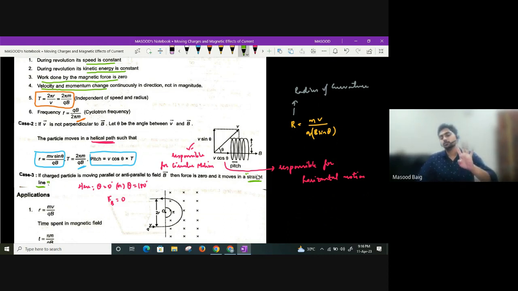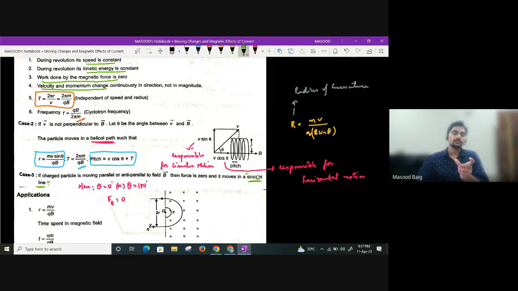So four cases in motion of a charged particle: when velocity is parallel to magnetic field, no magnetic force. When velocity is anti-parallel to magnetic field, again no magnetic force. However, if velocity is not perpendicular to magnetic field, it is at a certain angle theta, then what will you write? Radius of circular path will be mv sin theta by qB, right? Radius of helical path or radius of curvature will be mv divided by qB sin theta. Time period will neither depend on speed nor on distance. It will be written as 2 pi m by qB.